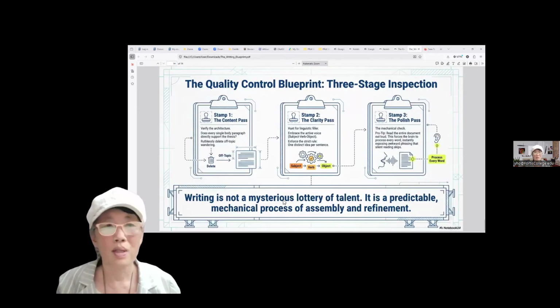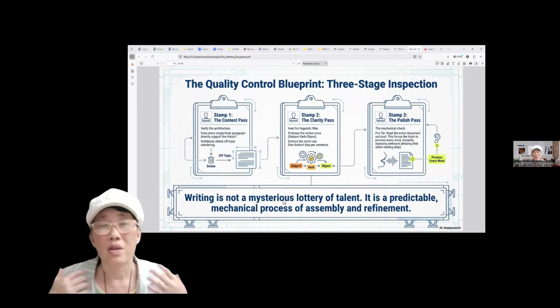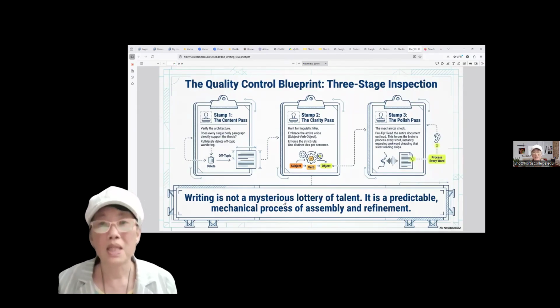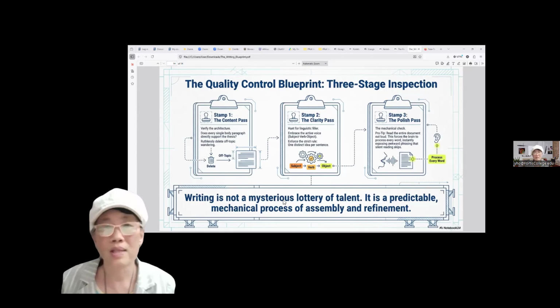So then the quality control blueprint, a 3-stage inspection. This means that you're going to correct. You have to make sure after you write your essay that your essay is correct. You can use Grammarly. You can use ChatGPT for this. But if you're going to use ChatGPT, in the prompt you need to tell it not to rewrite your sentences. If you want to maintain your voice and not sound robotic, you have to tell ChatGPT to correct only your grammar or only your punctuation, and don't change your words. That's how you maintain your voice.